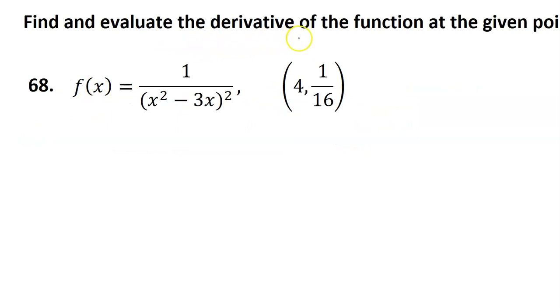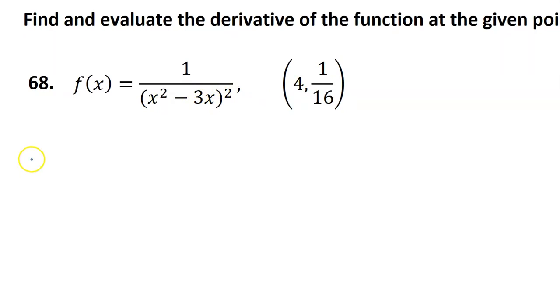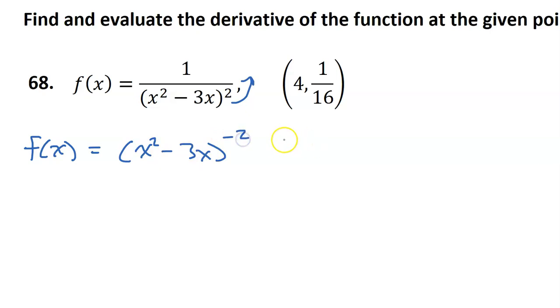Find and evaluate the derivative of the function at the given point. So I'm going to rewrite this first so I don't have to use the quotient rule. I'm just going to bring this denominator up with a negative power. So I will have x squared minus 3x to the negative 2 power. So now I am ready to do the chain rule. So f prime equals, first we take the derivative of the outer function, which is the negative 2 power part.